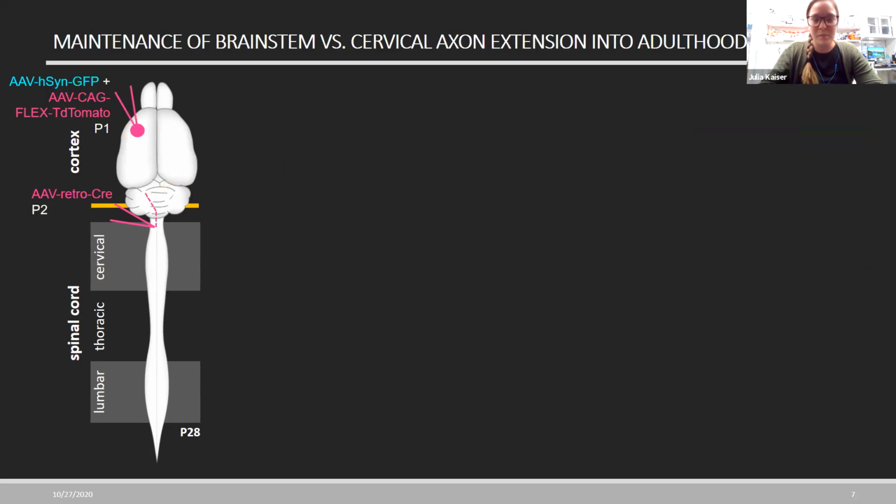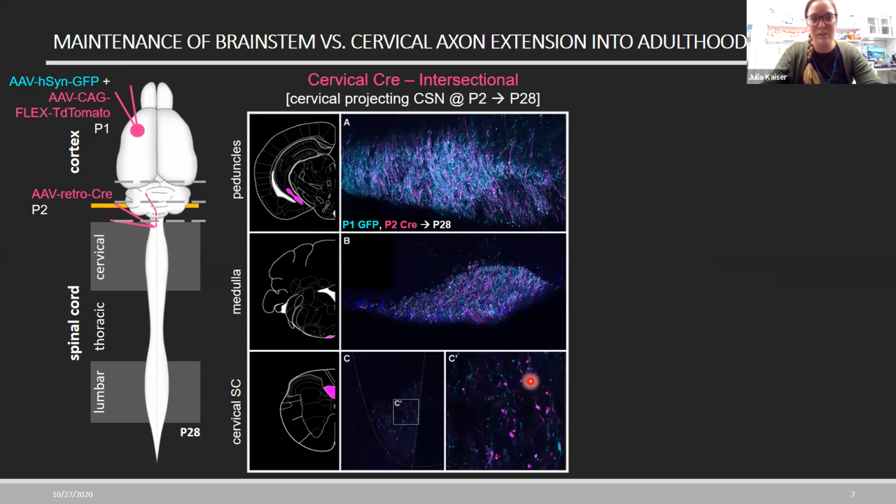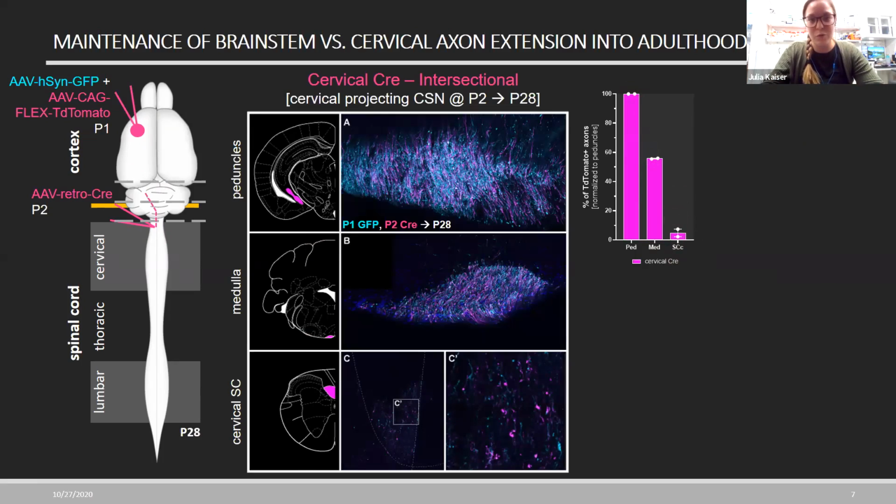We also wanted to know if this decision is maintained into adulthood, and for this we did a so-called timestamp experiment, where we switched on a tdTomato reporter that we give in the cortex by injecting a retrograde tracer switch-on molecule in the cervical spinal cord at P2. So this is 2 days after birth. Any axon that is present in this area at this time point will get switched on and will express the reporter, and we can then count the axons on different levels throughout the neuroaxis. We identified that there is actually a massive loss of neurons that projected onto the cervical spinal cord. So like 90% of the neurons that were projecting to the cervical spinal cord at P2, when we looked at P28, are actually pruned back.